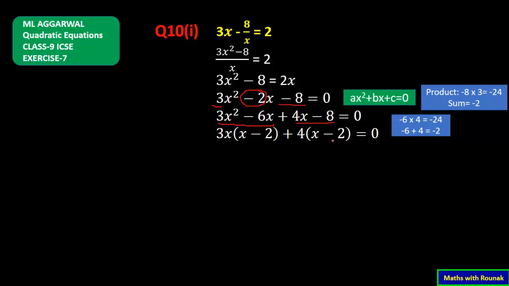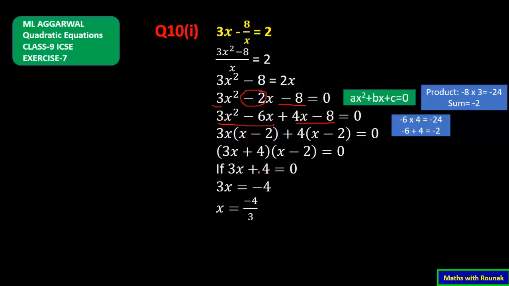As x minus 2 is common in both, so we can take that out. Then the required equation will be 3x plus 4 in bracket x minus 2 is equal to 0. Now we can take either of the brackets as 0. Let's take 3x plus 4 is equal to 0. If 3x plus 4 is equal to 0, then 3x would be equal to negative 4 and x will be equal to negative 4 by 3.